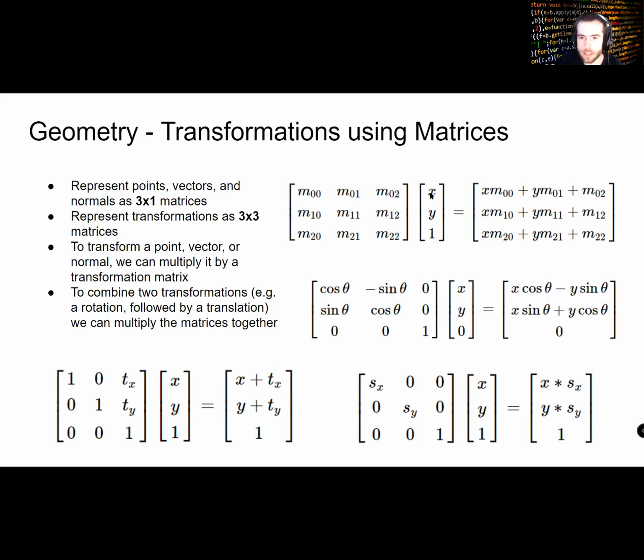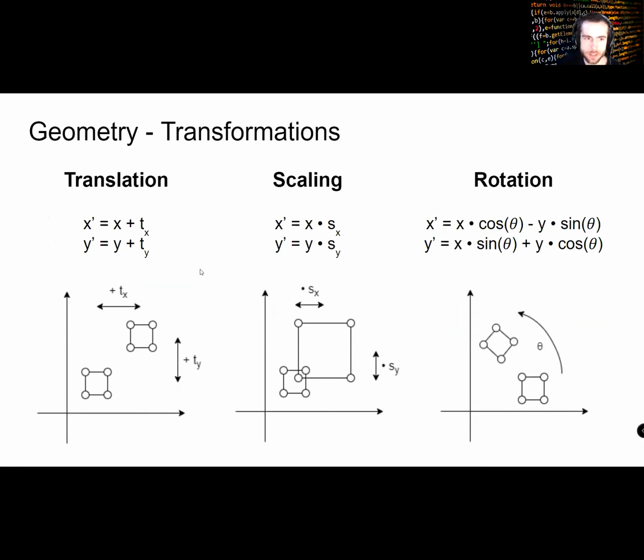So here we have x, y, 1. We've got a point, and we're multiplying it by this matrix with m00, m01, m02, and so on. I don't know how to describe this, but we just take this and turn it horizontally and multiply it across there. So you get x times m00 plus y times m01 plus 1 times m02. And then you just do that for every row. So that would be the intuitive explanation. Anyway, we're just taking these transformations from the previous slide and representing them instead as matrices.